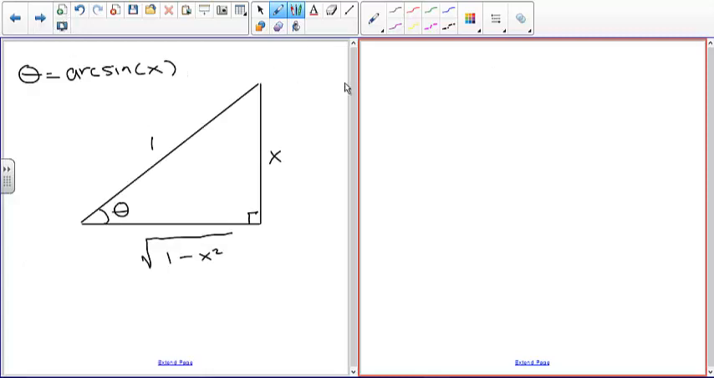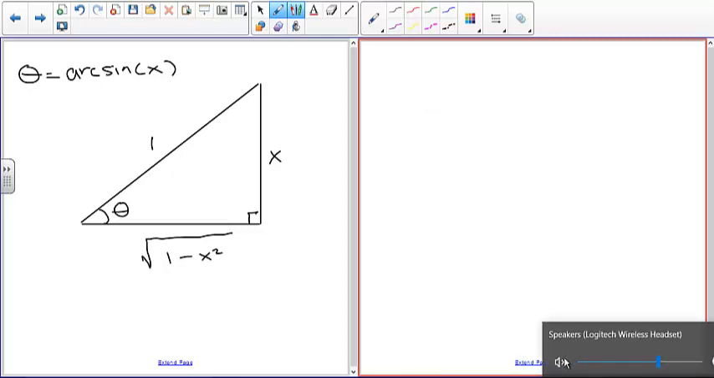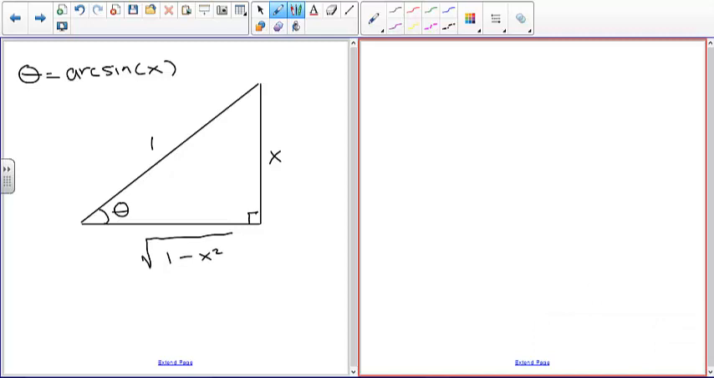Okay, now I'm trying to remember how to do this. Remember when we looked at the derivative of the exponential function, we used logarithmic differentiation. Well, we're going to do something similar to that here. So one thing we can say is that the sine of theta is equal to x over 1. Based on how I've defined my triangle, the sine of the angle theta is the length of the opposite side over the hypotenuse.